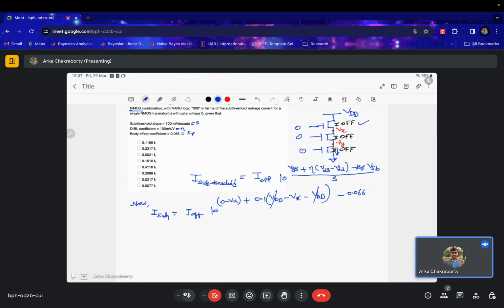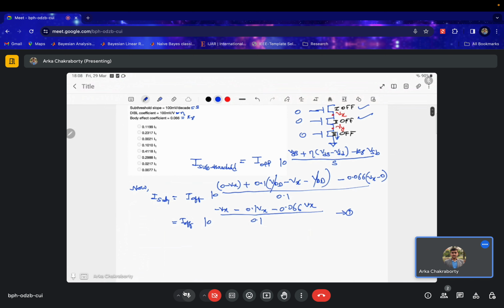Here K gamma is 0.066 into Vsb, where S is Vx and B is 0, divided by the subthreshold slope, which is 0.1. So it becomes I of 10 to the power of minus 0.1 Vx minus 0.066 Vx, whole divided by 0.1. Let me call it equation number 1.